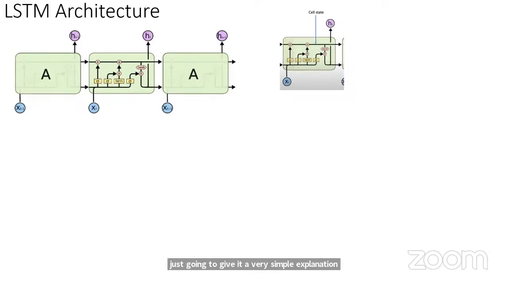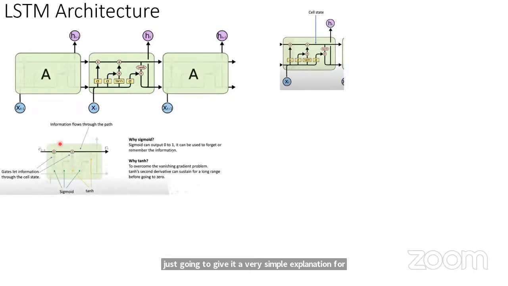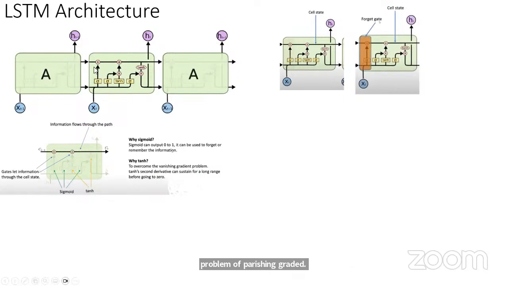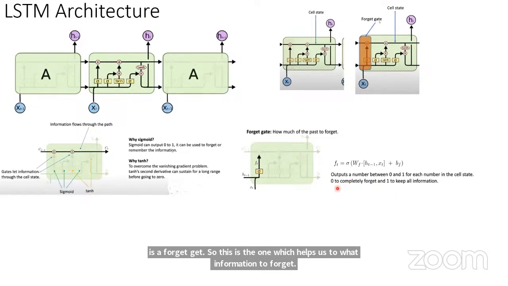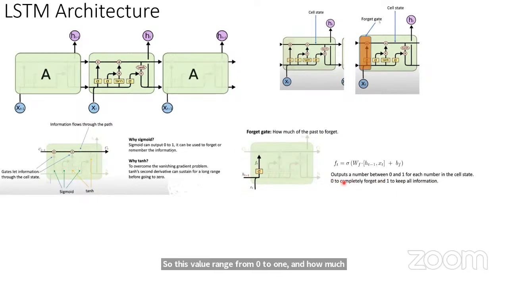First is the cell state, which is how the information flows and how information combines with other information. It uses the sigmoid function and the tanh function. We are not going into that detail, but a sigmoid goes from 0 to 1 and tanh goes from minus 1 to 1, and tanh helps resolve the vanishing gradient problem. Another is the forget gate, which helps decide what information to forget. Its value ranges from 0 to 1 and determines how much information to forget in this cell.